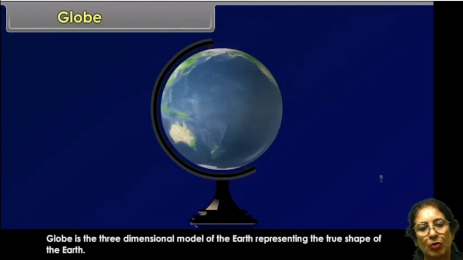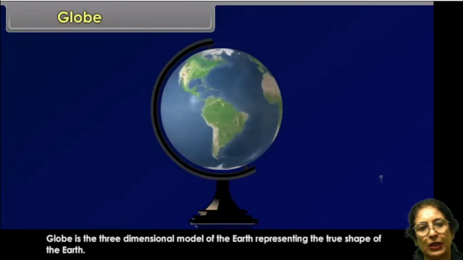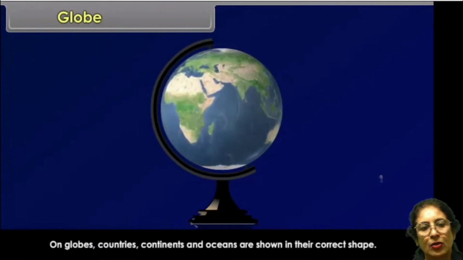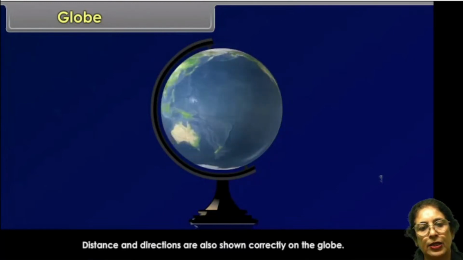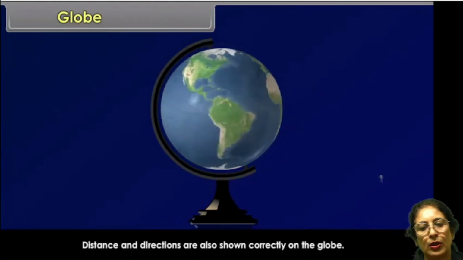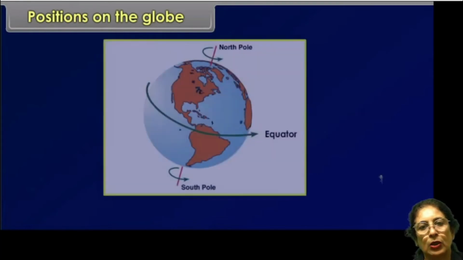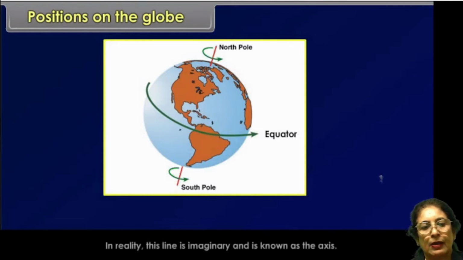A globe is a three-dimensional model of the earth representing the true shape of the earth. On a globe, countries, continents and oceans are shown in their correct shape. Distance and directions are also shown correctly on the globe. Positions on the globe: on the globe, a line passes right through the middle of the earth.